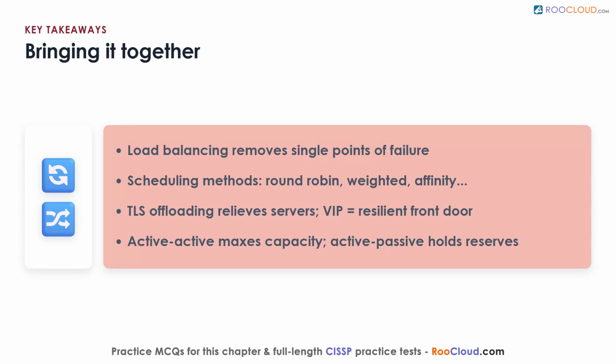Active-active maximizes capacity but degrades under failure, while active-passive holds reserves to keep performance constant. Designed for load and for failure together, your services stay both fast and available.